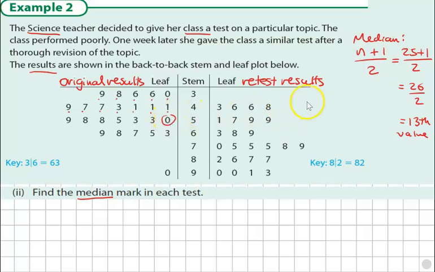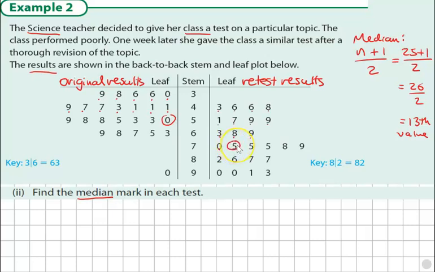Then we do the same on the right-hand side. Now we're starting at 3, which is 43, and we're moving to the right because we're going from the smallest numbers to the biggest numbers. We count up to the 13th value: 1, 2, 3, up to 13. That 5 there is the 13th value, and it is 75.